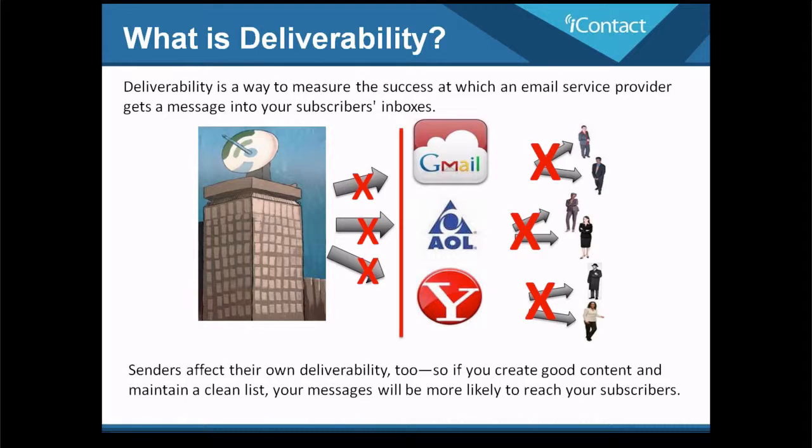And as you can guess, this impacts not only the person who sent the original message, but also our entire customer base. Now, senders can affect their own deliverability too. So, if you create good content and maintain clean lists and adhere to our terms and conditions, specifically the anti-spam policy and the prohibited content statement, your messages are more likely to reach your subscribers.